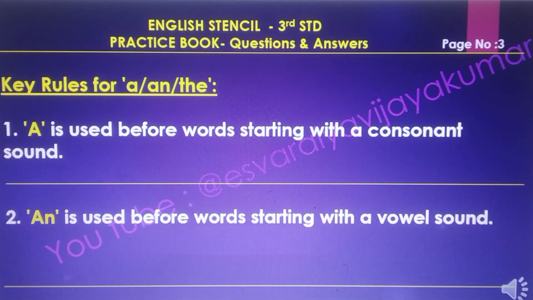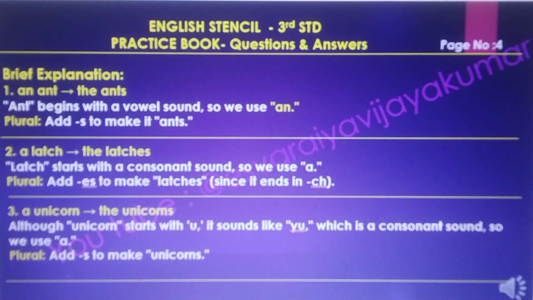The key rule for a and the: a is used before words starting with a consonant sound. Second point, an is used before words starting with a vowel sound. Brief explanations of this table and question answers. First, an ant, the ant. Ant begins with a vowel sound, so we use an. Plural, add s to make it ants.